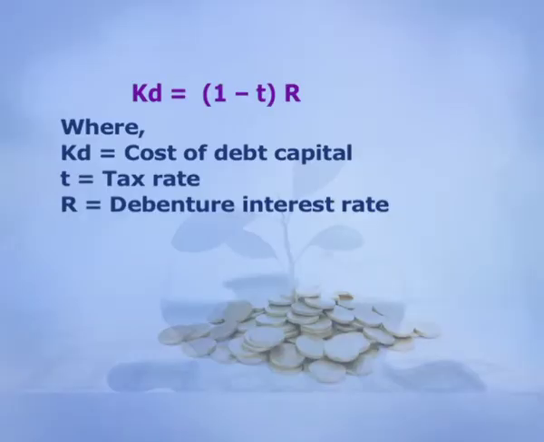Cost of debt is the after-tax cost of long-term borrowed funds that may be issued at par, at premium or at discount. Debt issued at par means debt is issued at the face value without any premium or discount. It may be calculated with the help of the following formula: KD is equal to (1 minus T) multiplied by R, where KD is cost of debt capital, T is tax rate, R is debenture interest rate.